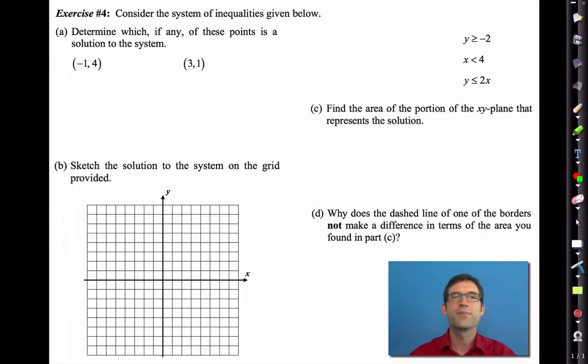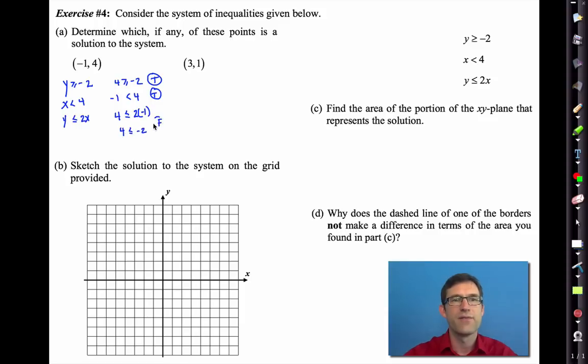All right, let's go through it. Let's check them one at a time. This inequality, y is greater than or equal to -2. Well, is 4 greater than or equal to -2? Yeah, that's true. 1 down. Our next one is x is less than 4. Well, is -1 less than 4? You bet it is. That's true. Our last one is y is less than or equal to 2x. That will be 4 is less than or equal to 2 times -1, or 4 is less than or equal to -2. That's a false, and therefore no. Came so close, 2 out of the 3.